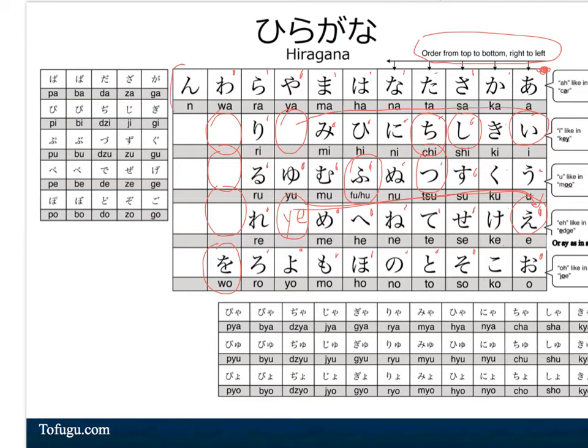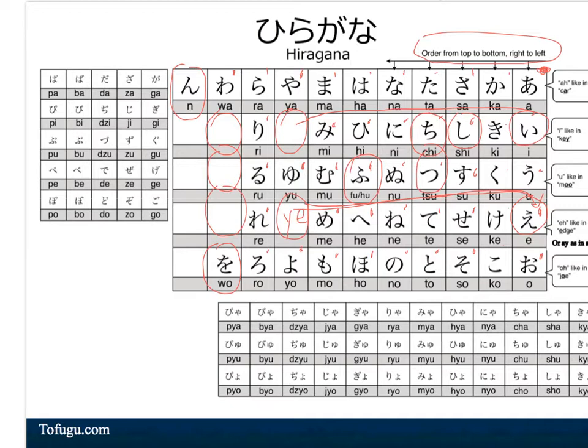And then we have the star of the show over here in the very last column. That's n, and it is the only consonant in Japanese to be written by itself. As you notice, everything else includes a consonant and a vowel construction. So that's why we call it a syllabary as well, that each one of these represents a syllable.